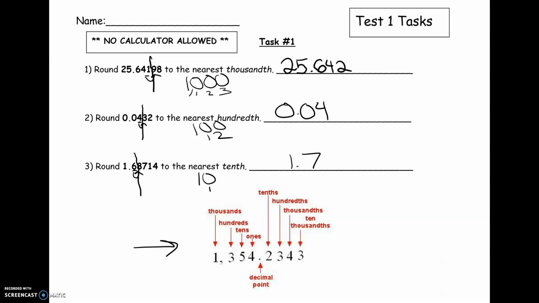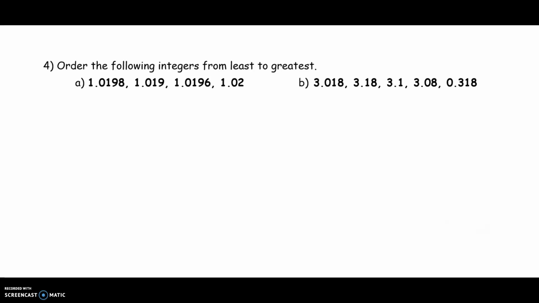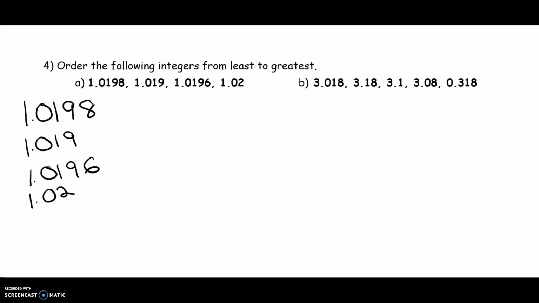Now let's move on. In question 4, we're going to order the following integers from least to greatest. Let's start with letter A. I'm first going to order the numbers, but when I order these numbers, it's most important to line up the decimals. Once we line up our decimals, we can actually compare their place values. Let's take a look. Now that our numbers are lined up, what we like to do is just make sure each number goes to the same exact place value after our decimal.